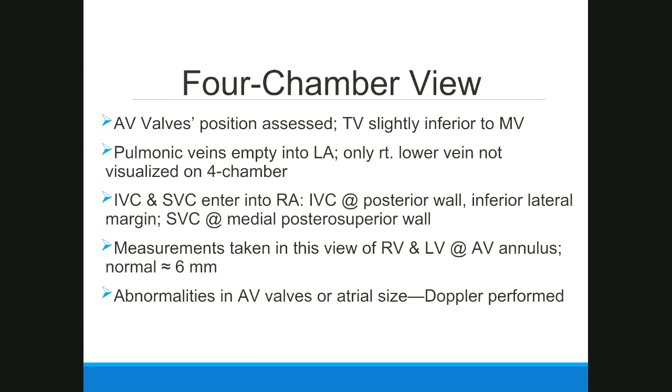Anytime we note abnormalities in the atrioventricular valves, whether it be their position, they look thick and they're not opening well, or we have a significant difference in the size of the atria, Doppler needs to be performed to see, okay, do we have a valve that is stenotic? Do we have a valve that's leaking? What's going on that's leading to the findings that we see?